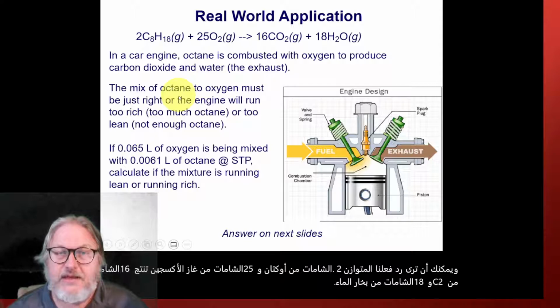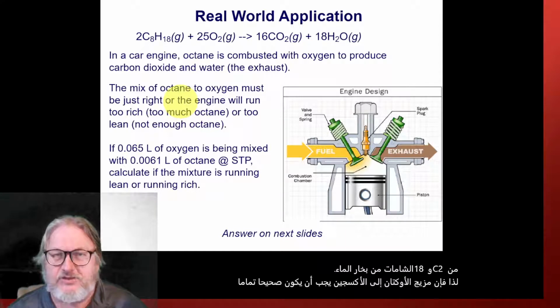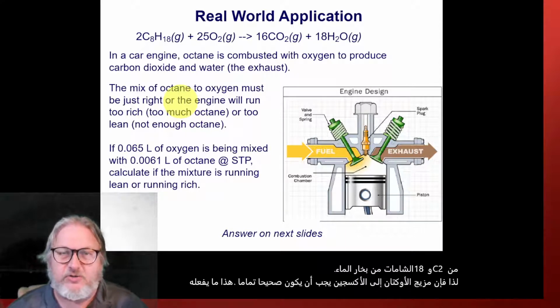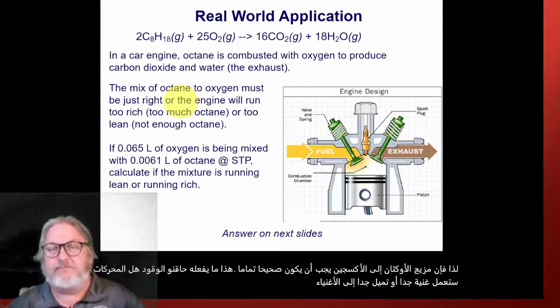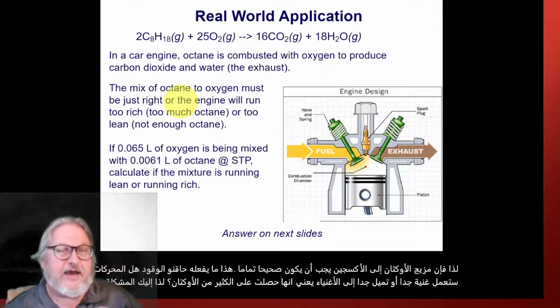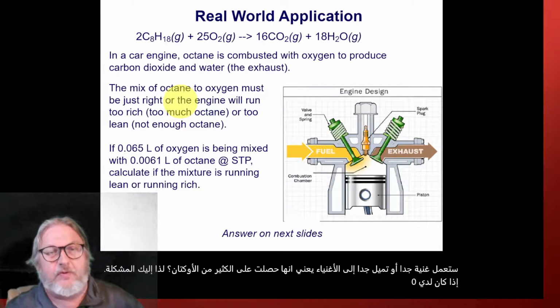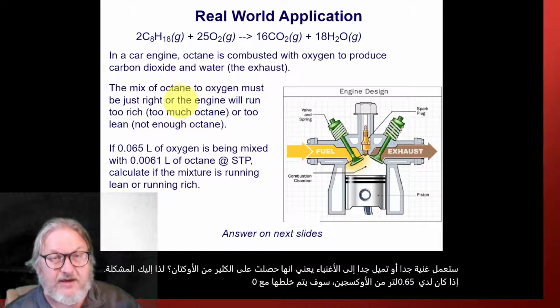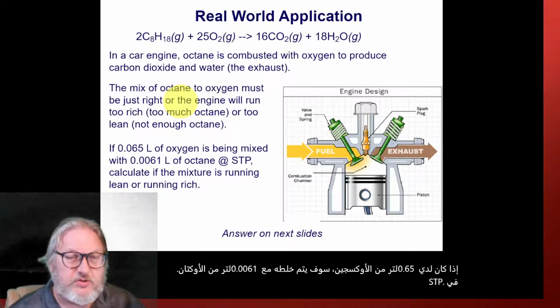So the mix of octane to oxygen has to be just right. That's what the fuel injectors do, or the engine's going to run too rich or too lean. Too rich means it's got too much octane. So here's the problem. If I've got 0.65 liters of oxygen and it's going to be mixed with 0.0061 liters of octane at STP, see if we're going to run too rich or too lean.